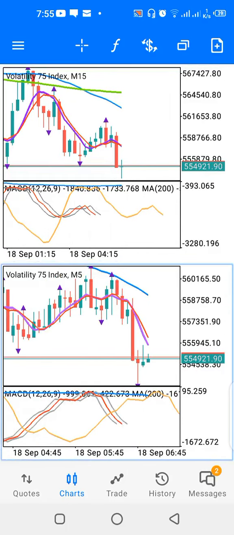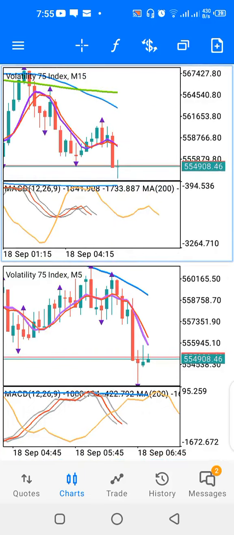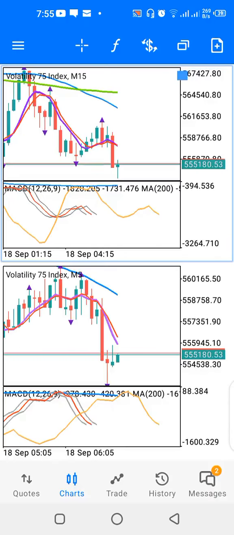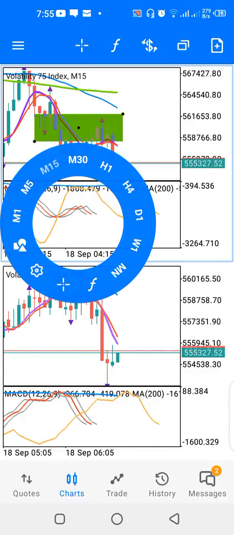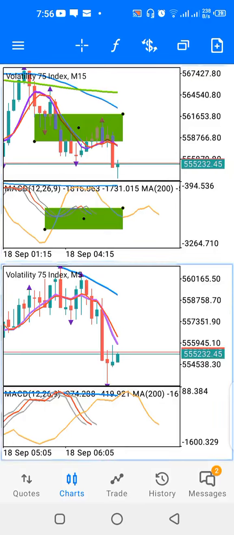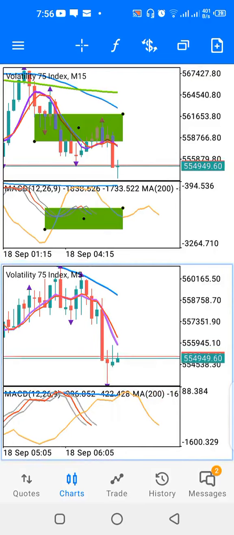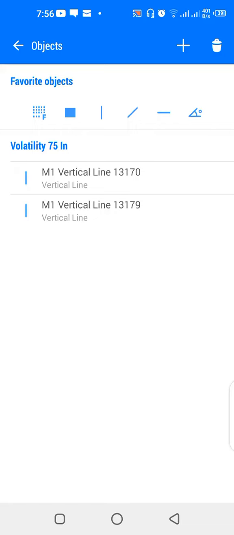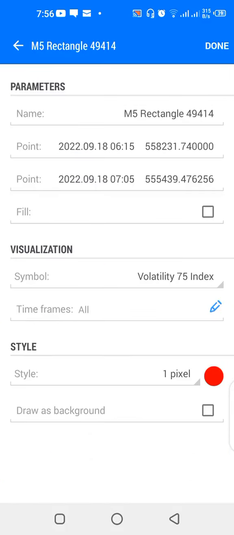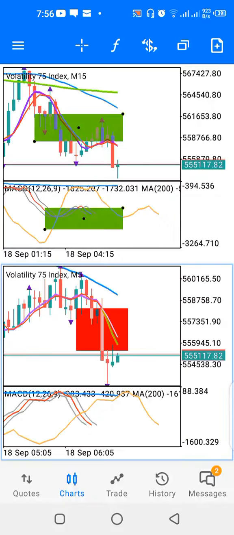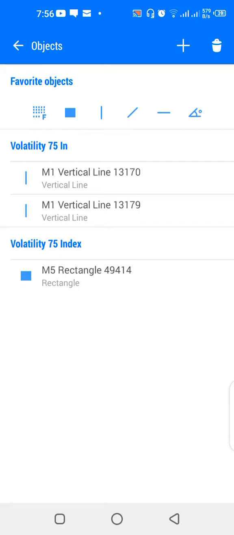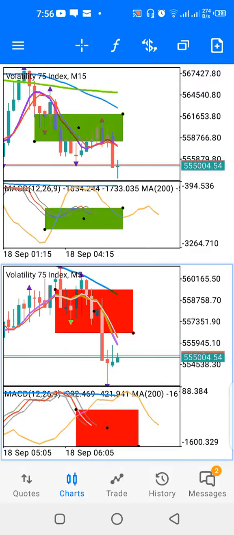On my upper window I have the 15 minutes time frame, and the window itself is divided into two. We have the main chart, and we have the indicator window one chart. On the lower window we have the 5 minutes time frame, and that is also divided into two. We have my main chart, and this is my indicator window one. So how does this strategy work?